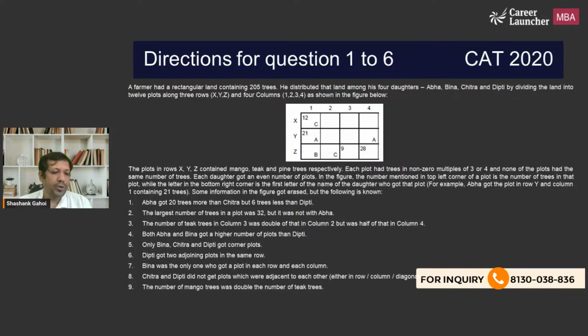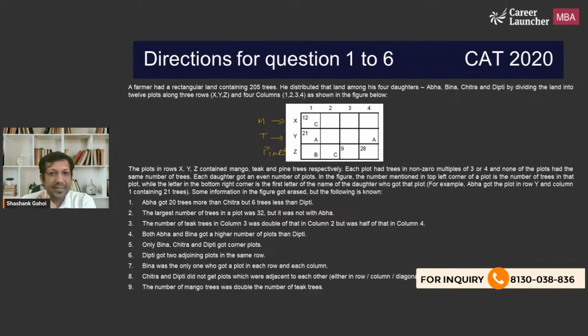Okay, so we are going to decode everything one by one, and we are going to see how we are going to proceed. Now what does the question say? It says that plot XYZ contained mango, teak, and pine trees. It is saying that this is mango, this is pine, this is teak, and this is pine. So basically, I got four plots over here. All 4 plots have mango, or 4 plots have teak, or 4 plots have pine.